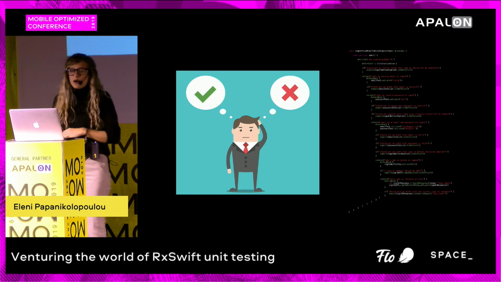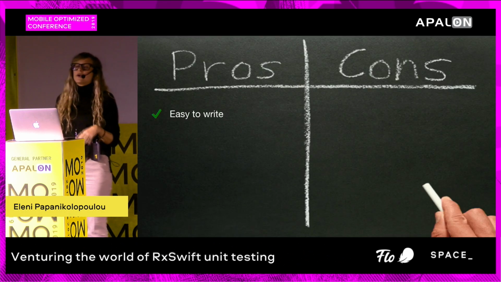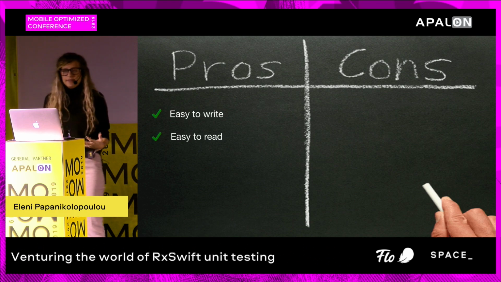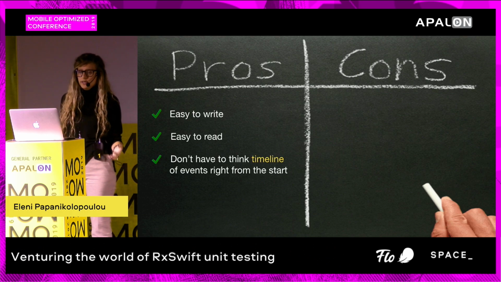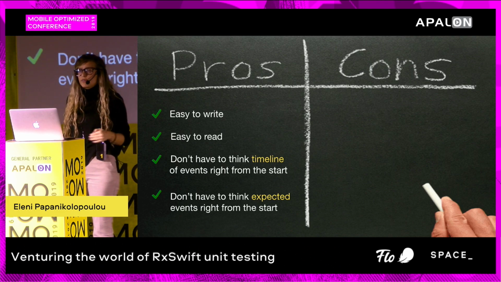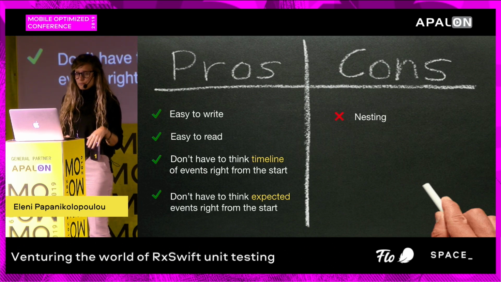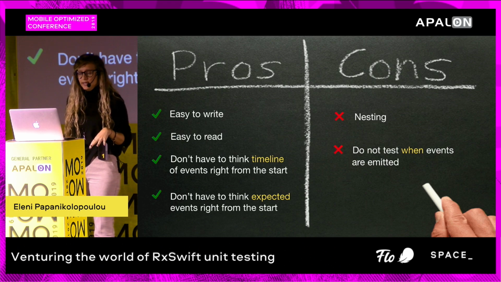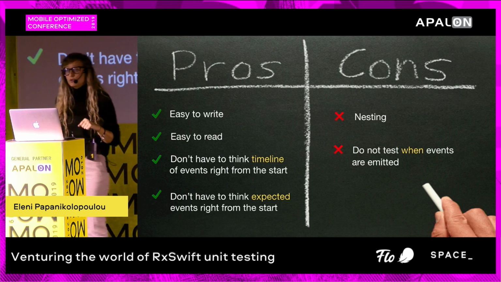You see here how the test class looks. There is a lot of nesting, but it's relatively easy to write and read. It doesn't require any special knowledge of the testing infrastructure of RxSwift. And we don't have to think about the timeline of events and the expected events right from the start. We think about them as we write our test class, as we write our nested contexts. But as we saw, there's a lot of nesting. And we don't test when the events are emitted, only which events are emitted. We'll see afterwards how we can also test when the events are emitted.